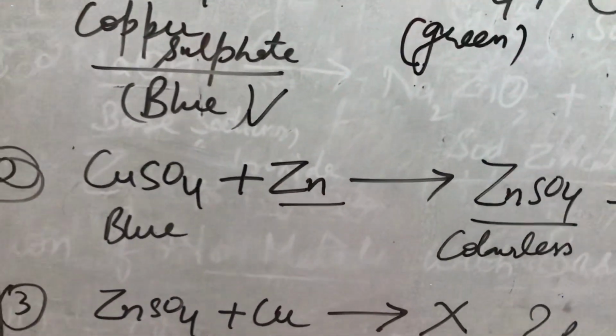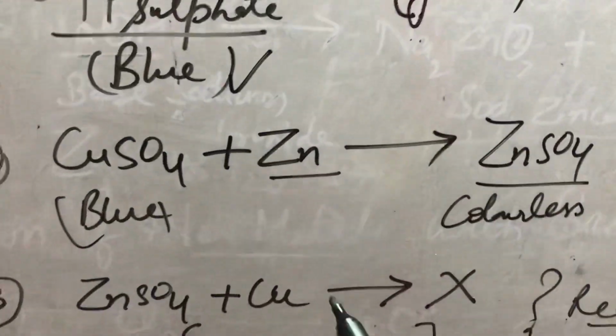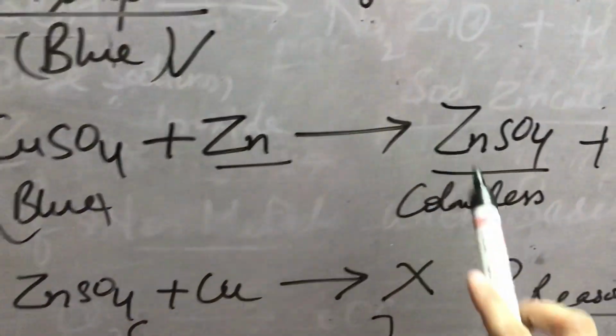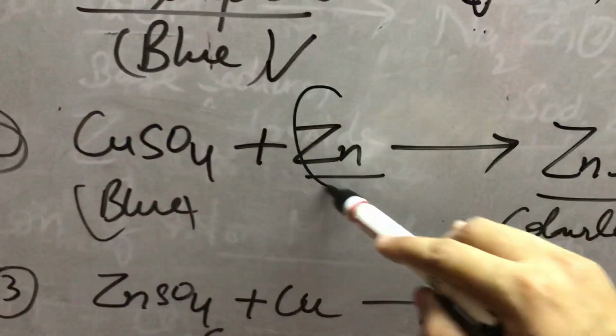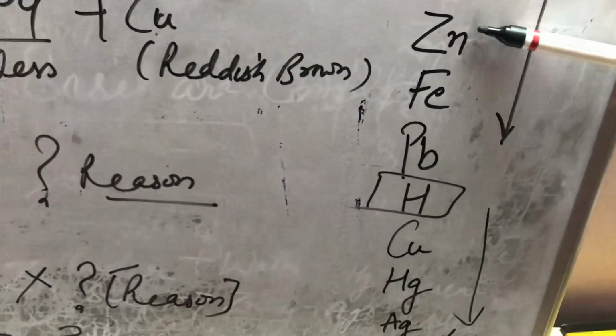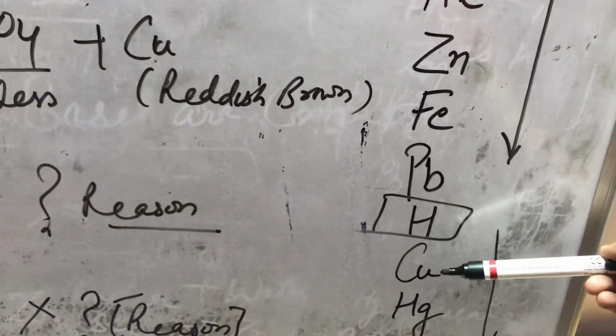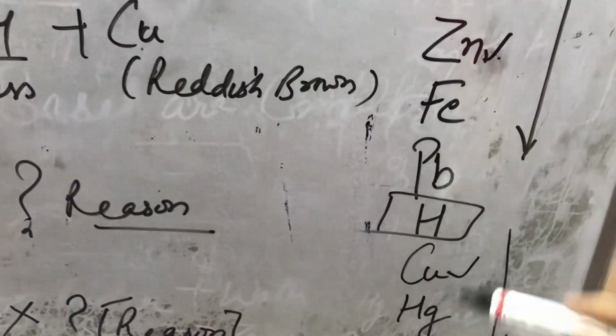Copper sulfate plus zinc. Copper sulfate solution is having which color? Blue color. And when we add zinc granules in that, whenever the reaction is going to occur, because zinc is more reactive than the copper. ये idea हमें कहाँ से मिला? By learning the reactivity series. Zinc is here whereas copper is below that. So zinc is more reactive and copper is less reactive.